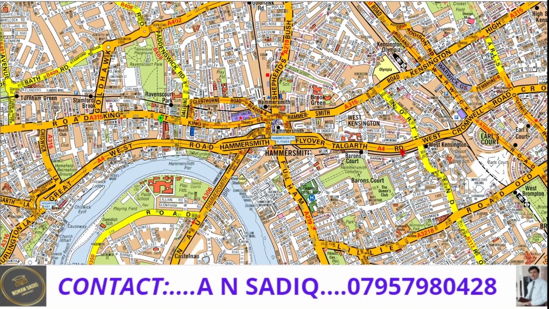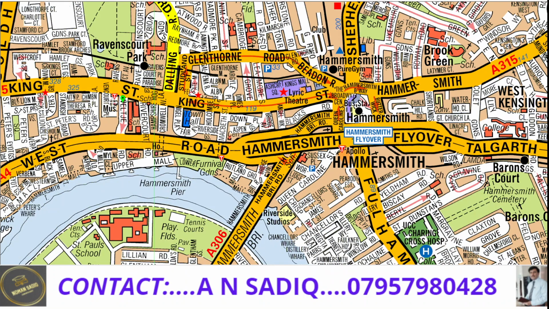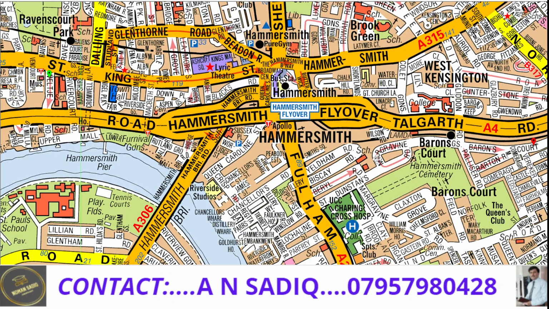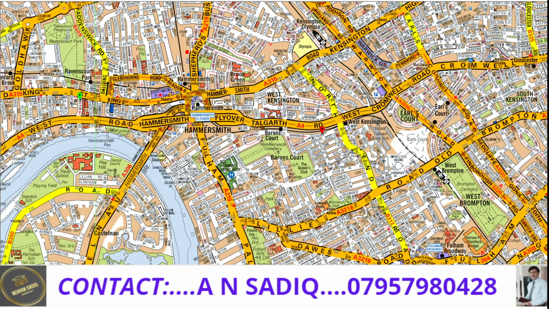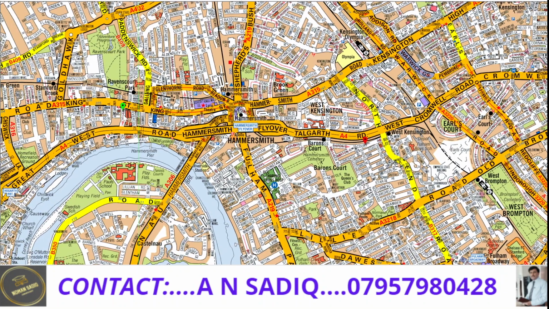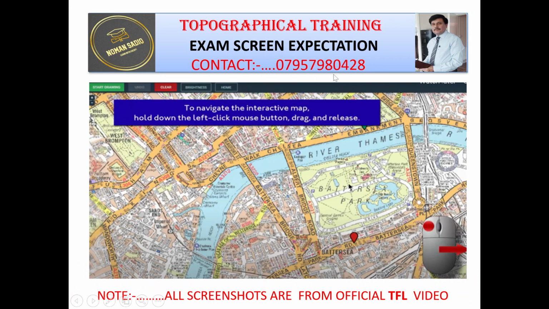So here is our interactive map. This is our start point, which is always a green marker, and this is our end point, which is always a red marker. So you always have to start from the green marker to the red marker. You must remember this. You can't start your journey from red to green. Always start from green to red. Otherwise, you will get 0 marks. So remember this.